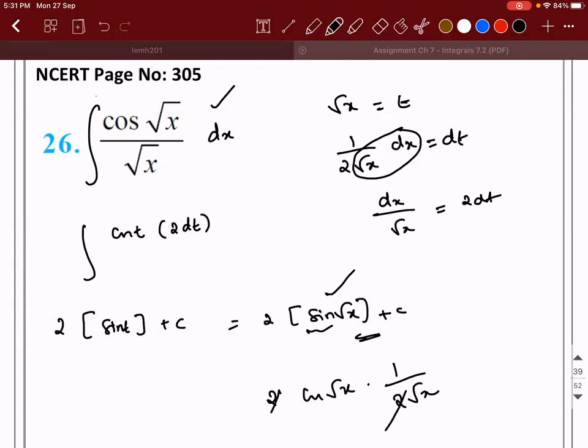What is your doubt? It should be cos of 2 dt by t, sir. It is not 2 t da. It is cos t into 2 dt. Okay, sir. Understood. Okay. Yeah.